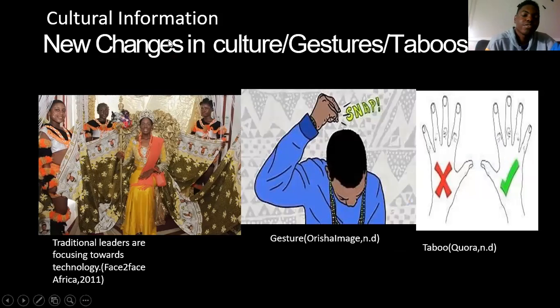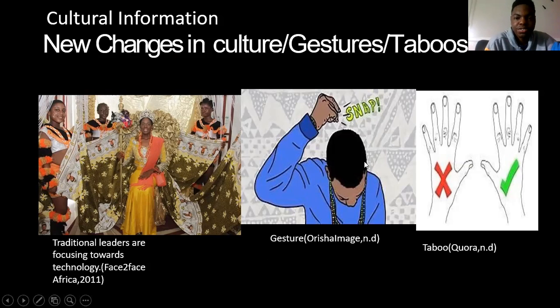So these are cultural information, new changes in culture, gestures, and taboos. We are going to the new changes in culture. Here we have traditional leaders focusing towards technology, which is currently true, because right now the reign of technology is coming through everywhere in the world, including Nigeria. So a lot of traditional leaders are going through that now. It really helps them a lot. But yeah, that is just how it is.